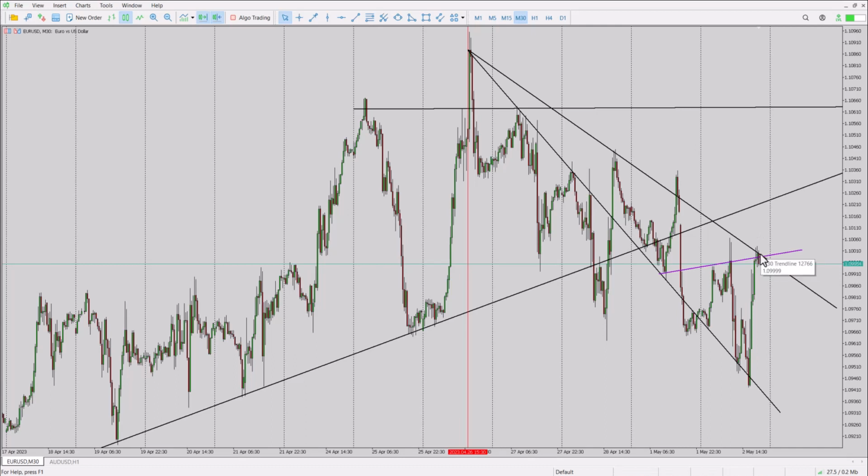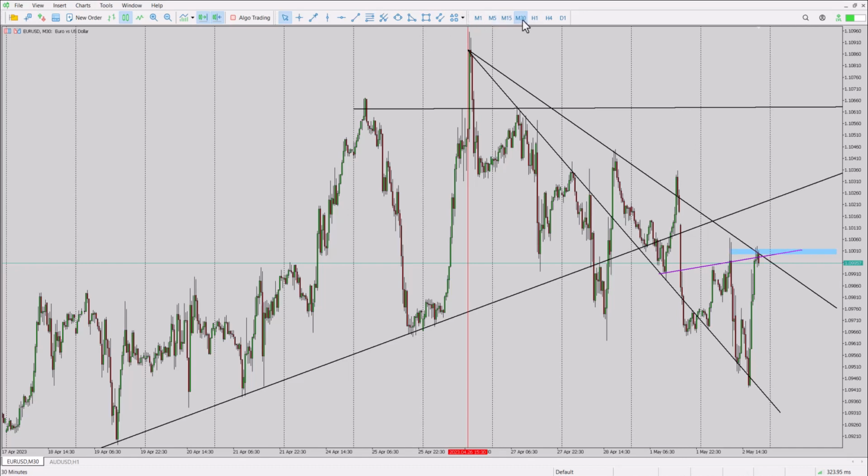So at this moment, we have two resistance areas, and another one is this area at the top of the previous high. So we have three resistance areas on top of each other here. So it's a very strong area. I think the price is gonna go down, so it drops. That's why I'm gonna look at the sell position.